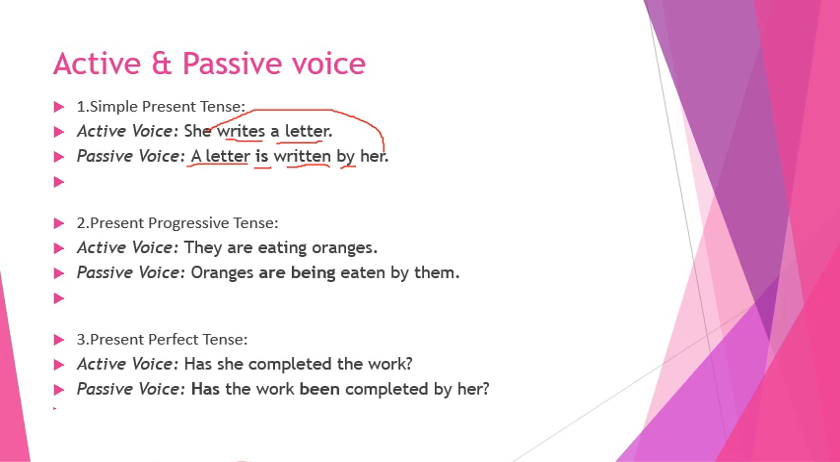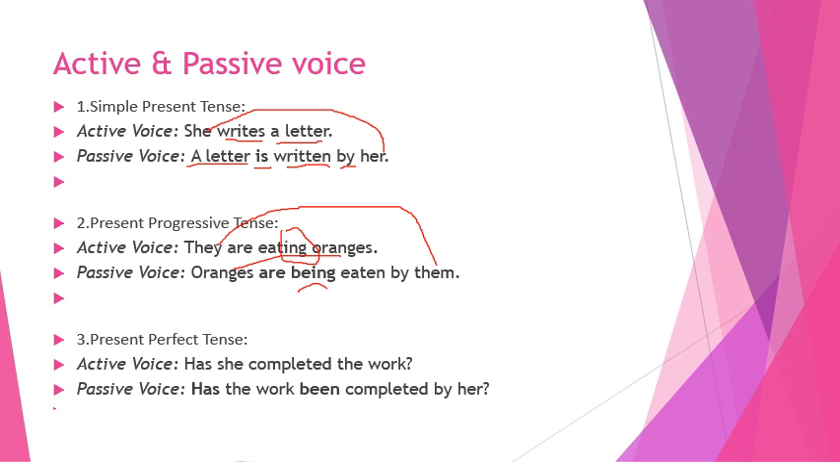Number two is the present progressive tense, the present continuous tense. Active: They are eating oranges. We take the object, it will come at the place of the subject: Oranges are, and in place of "ing," we are going to use "being": Oranges are being eaten by them. They is converted into them because the subject pronoun is going to change into the object pronoun.